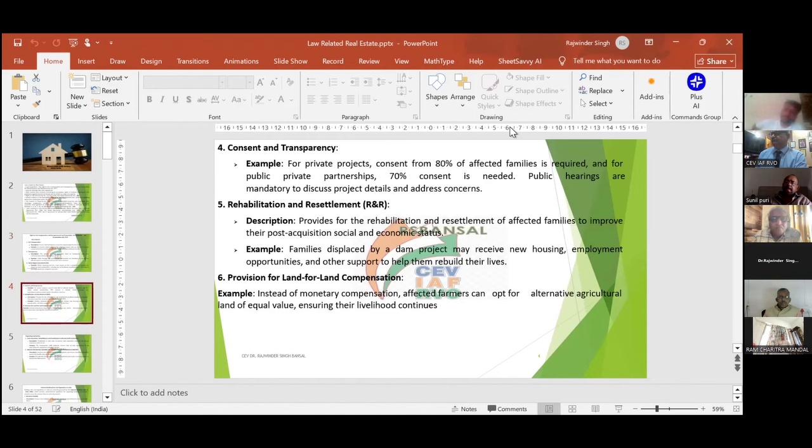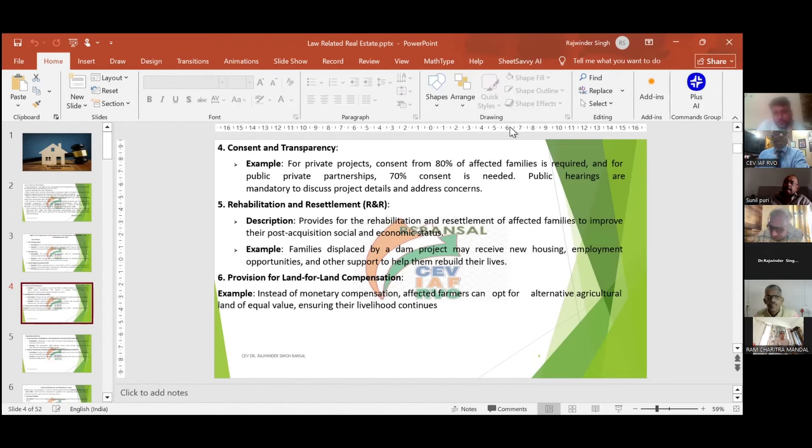And the important thing is consent and transparency. This is the important thing. This was not in the old act. This has been incorporated in the new amended act, that for a private project, consent of 80% of affected families is required. So you have to remember this thing. Many times you may get a 1 mark question over it.